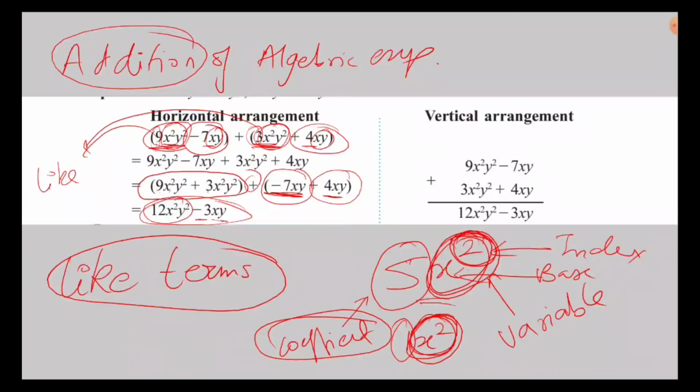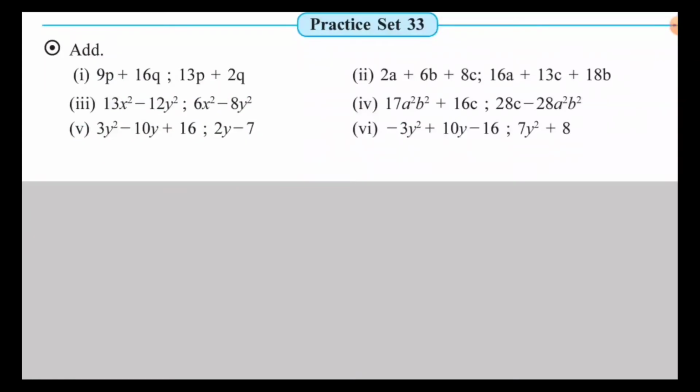This is horizontal arrangement. If you all want, you can do the vertical also, but both are easy. The only thing you have to recognize is like terms. Let's start with our practice set 33 so that we can understand the sums more clearly.